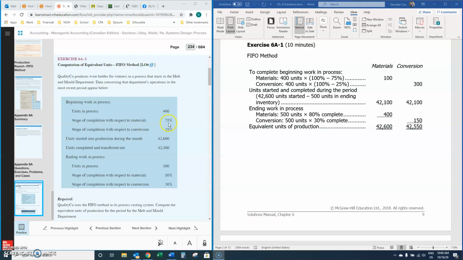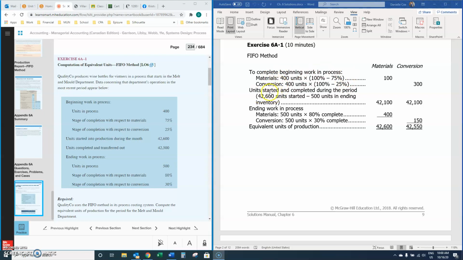For beginning work in process, it started off at the beginning of the month that there were 400 units, but of those 400 units, they were 75% complete with respect to materials already. So that was done in a prior period. So this period, in order to complete them, you only need to complete 25%, which is the 100 minus 75%. With conversion, they were 25% complete. So that was done in a prior period. So the remaining 75% was done in this period. So this is where the difference comes in.